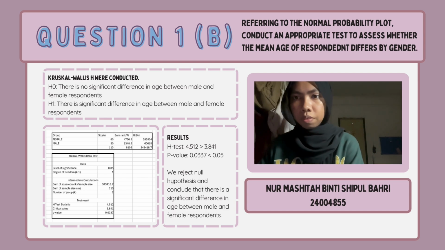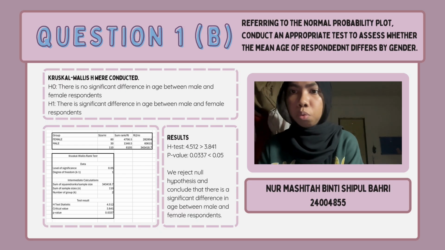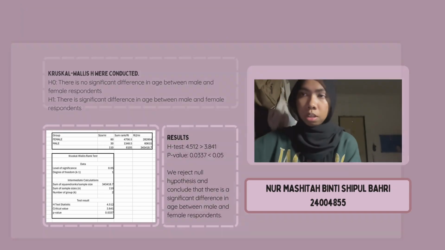Based on the result of the test, we obtain a classical Welch-based statistic of 4.512 with 1 degree of freedom. The corresponding p-value was 0.0336. Since the p-value is less than the significance level of 0.05, we reject the null hypothesis. This means there is sufficient statistical evidence to conclude that age distribution differs significantly between male and female respondents in our sample. Thank you.